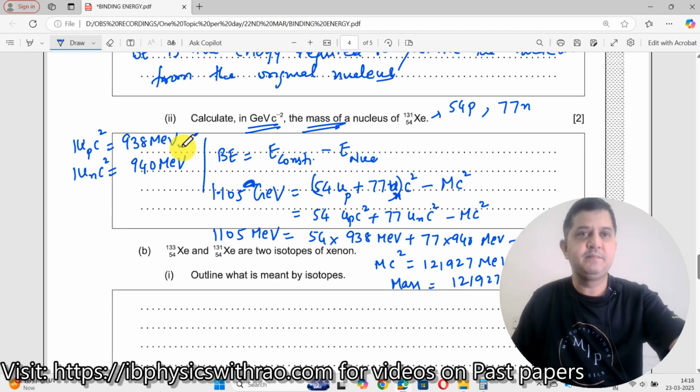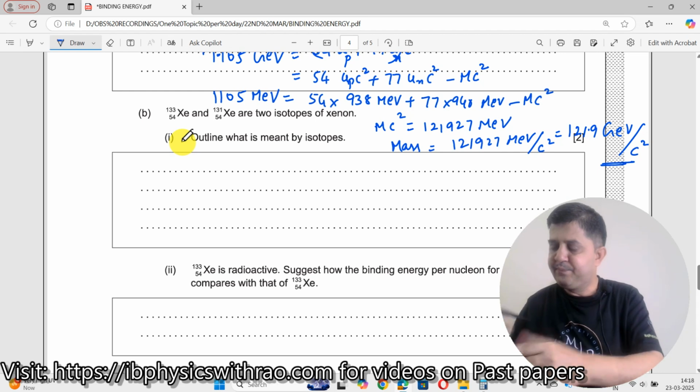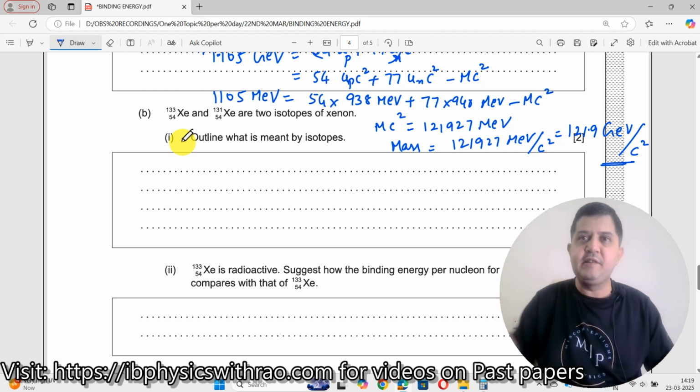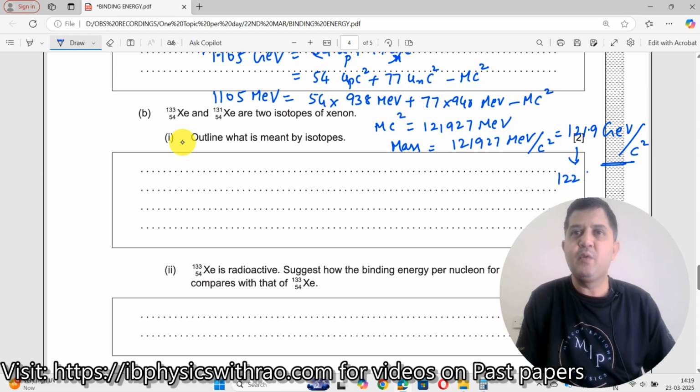Okay. Next, let us go on to the next question. Let me just check out the answer. According to the marking scheme, this is 122 giga electron volt. Why is it 122? Because 121.9 is 122. I can now write this as 122 giga electron volt divided by c square.